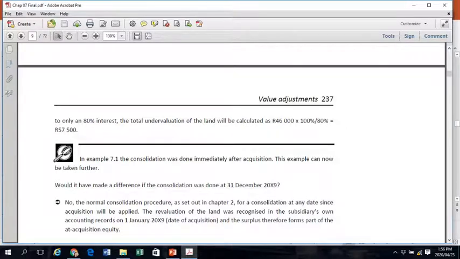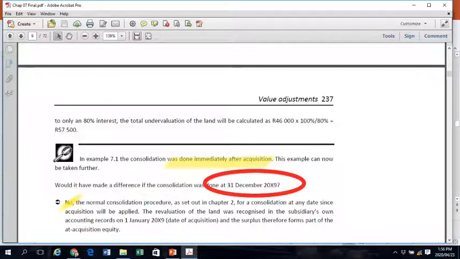In example 7.1 that we've looked at just now, the consolidation and the at acquisition consolidation journal entry was done immediately after acquisition on 1 January 20X9. The question is now, would it have made a difference if the consolidation was done at 31st December 20X9 or even 31st December 20X10? The answer is no.